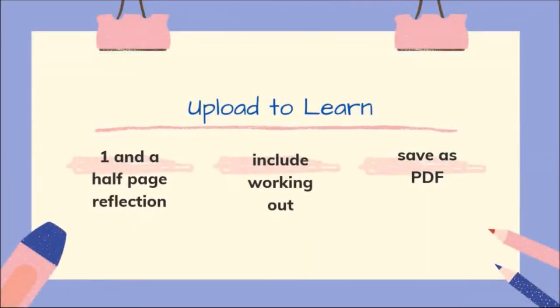So by the end, you need to have your 1.5-page reflection that you've typed out. And I would like you to include your working out as well. So whether you scan it or take a photograph of your working out on a rough piece of paper, I would like this to be in addition to your 1.5-page reflection. And you can save the whole document as a PDF with your name, surname, and student number, and your lecturer will show you where to upload it onto Learn.